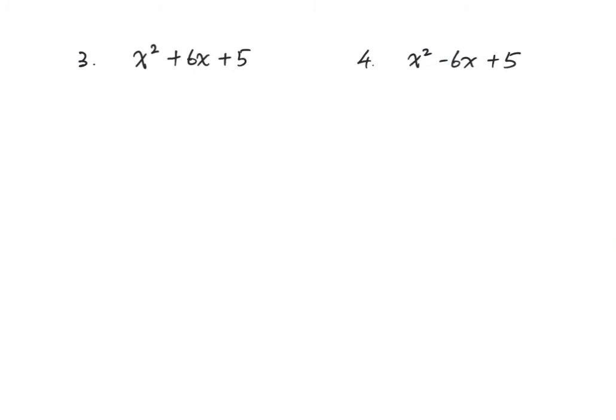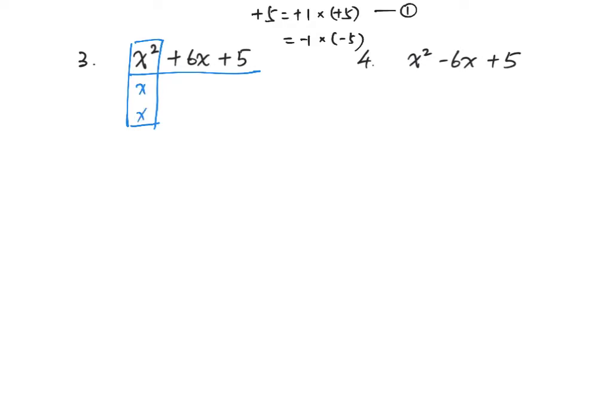x squared plus 6x plus 5. First of all, we need to notice positive 5 can only factorize as positive 1 times positive 5, or negative 1 times negative 5. So we choose the first way to factorize it first. x squared can be factorized as x times x. For the second one, we choose the first way: positive 5 can be factorized as positive 1 times positive 5.